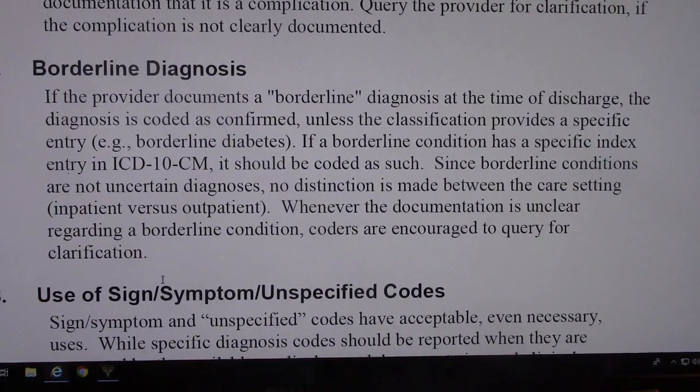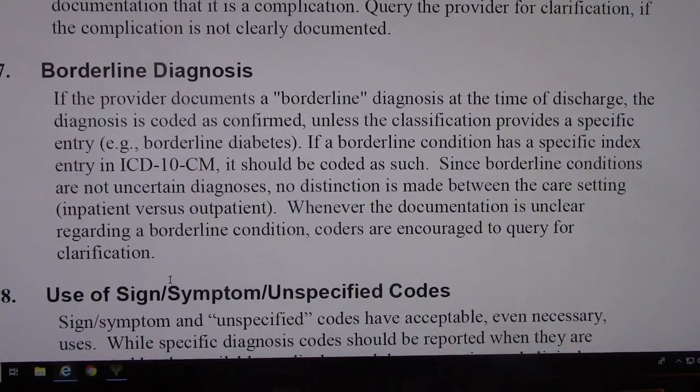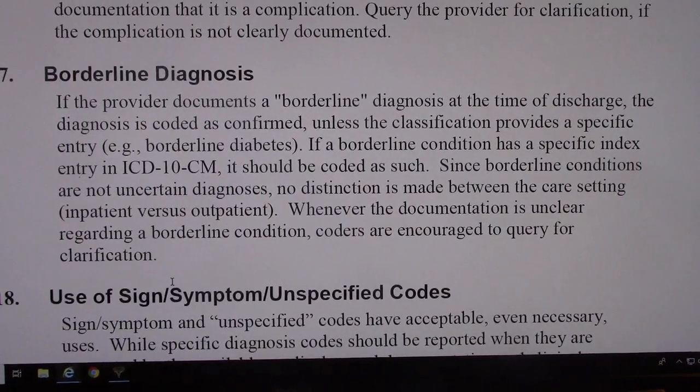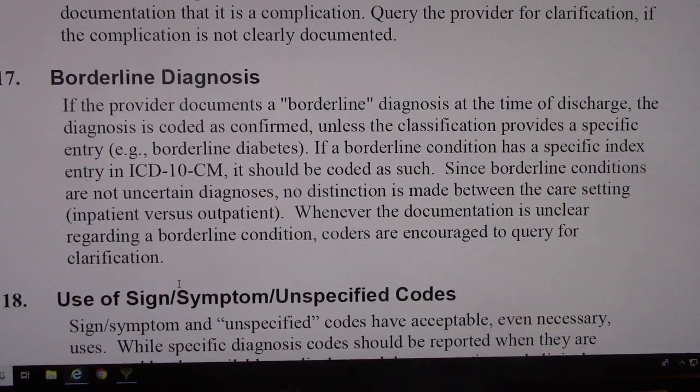Whenever the documentation is unclear regarding a borderline condition, coders are encouraged to query for clarification. And remember, query means ask your physician. Send them a query, they usually have a set form to query a physician with. All right, so what is this exactly saying?